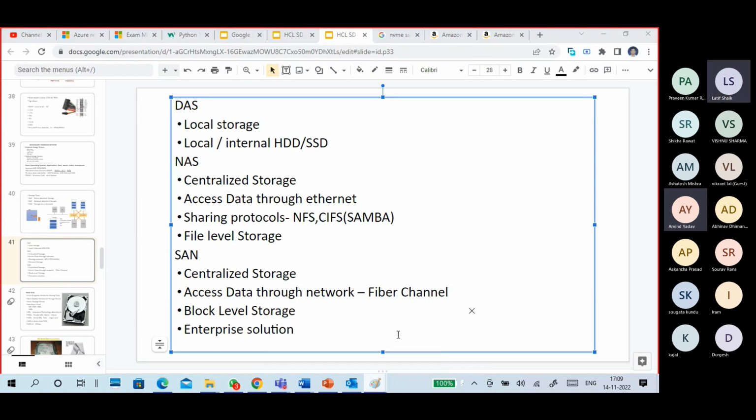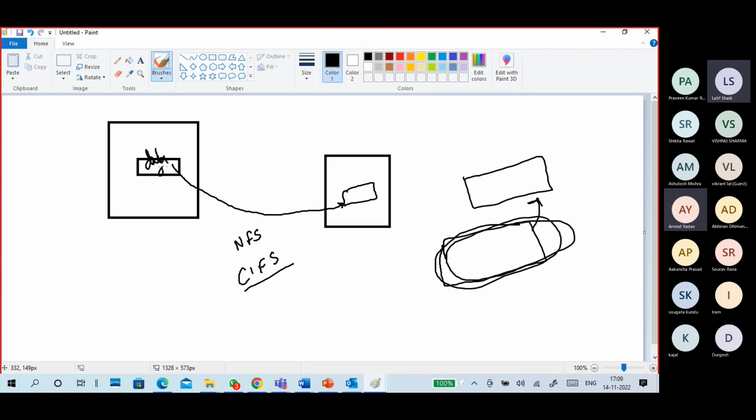See, this is file level access. Here is a file, and you are accessing a file. S3 bucket is AWS S3, which is object level access. So NFS and CIFS are NAS, which mainly use these sharing types. Here you are accessing the data, called file level access.